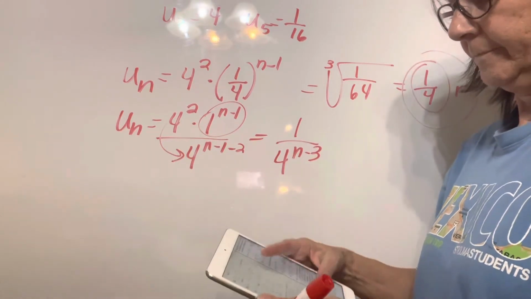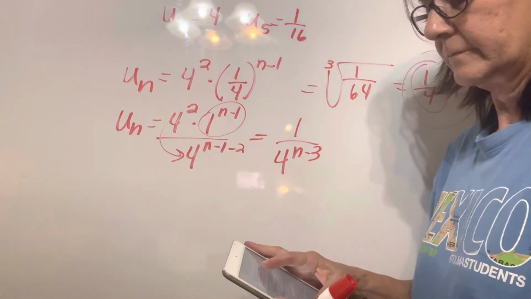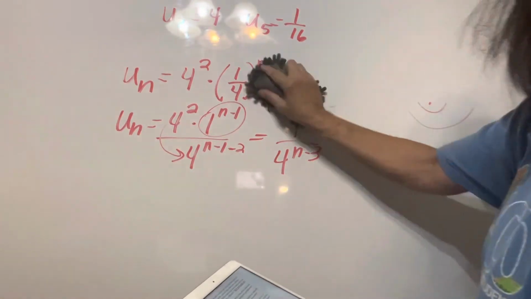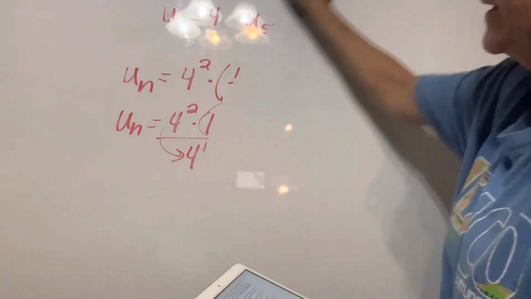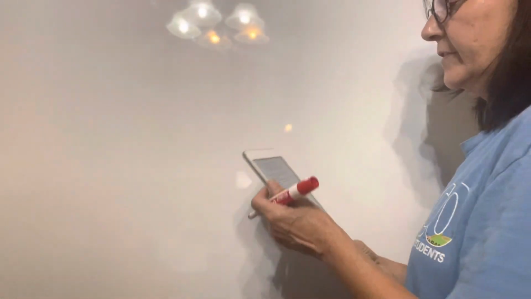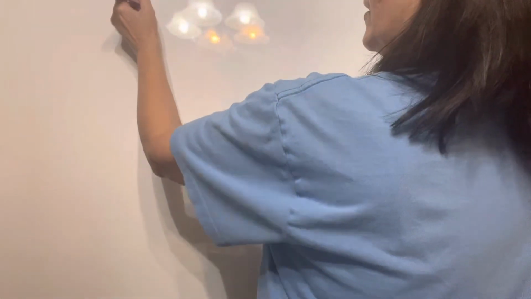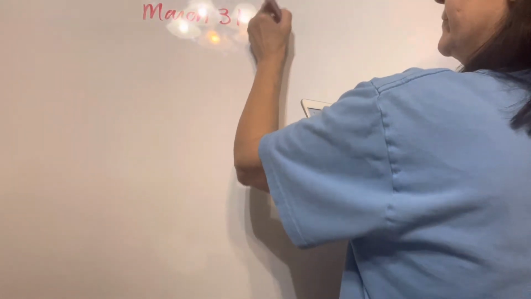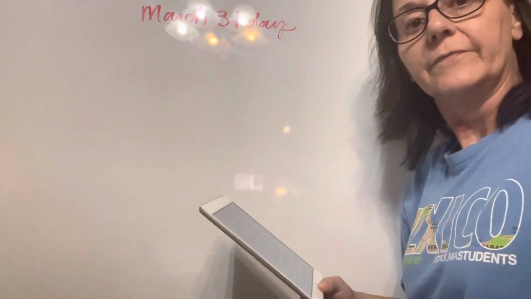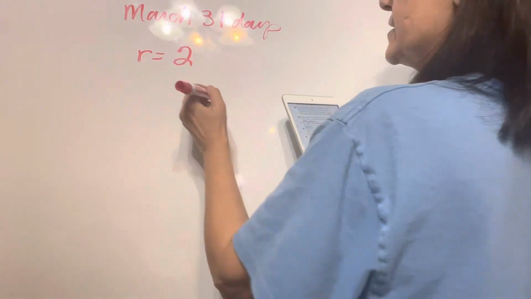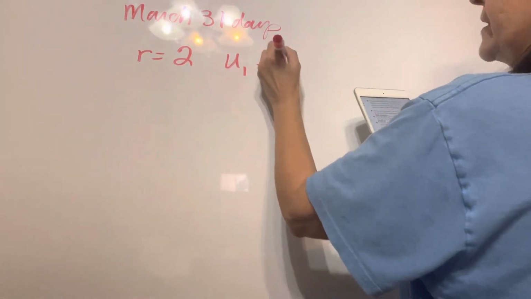Number 39. If you get paid a salary of 1 cent a day and it's doubled each day, how much will you earn in the month of March? March has 31 days, so I go from 1 to 31. The rate: I'm doubling it, so the rate is 2, and u sub 1 is 0.01.